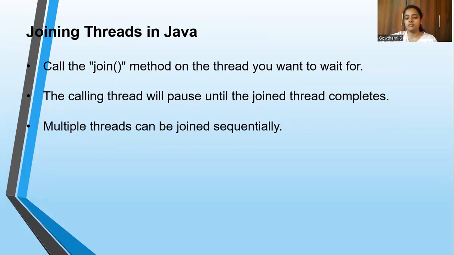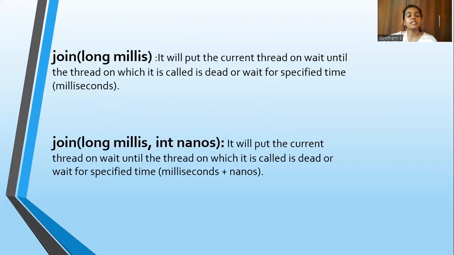Multiple threads can be joined sequentially. For example, you are executing a function and you join another function to it. That means the function which is already executing will complete its process, and the function which has just been joined has to wait until that has been completed.